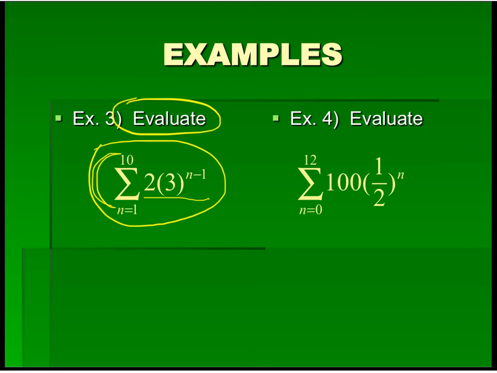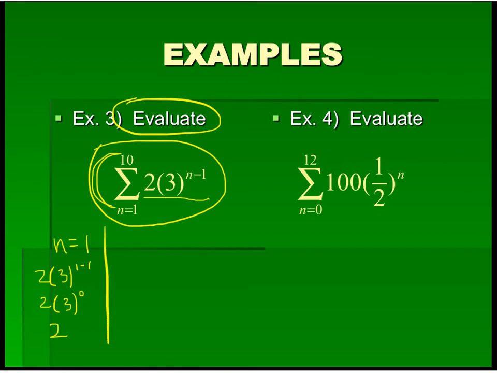So first we can start doing out a few of the terms if you need to. To find my first term, that means n would be 1. I would put 1 into this, and so that would give me 2 times 3 to the 1 minus 1, which is 2 times 3 to the 0, and anything to the 0 power, except 0, is 1. So this first term is actually 2.